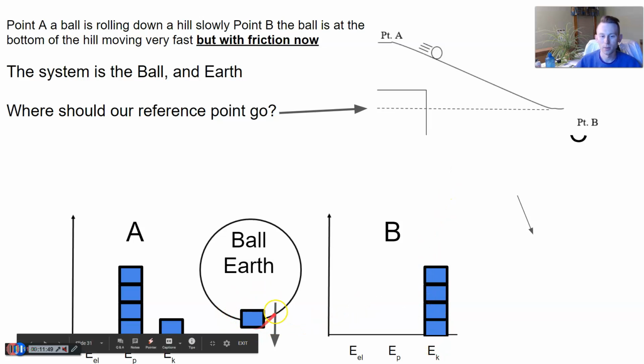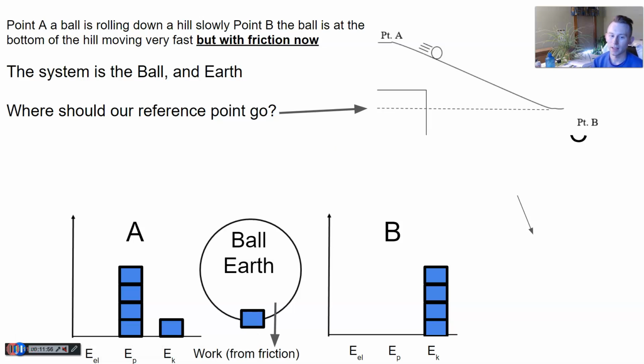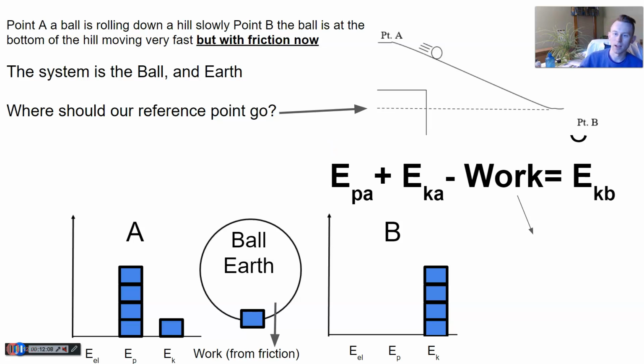And notice how I have the 1 bar that's leaving the system. So I made a note on this one just to kind of drive that point home that this is because of work. The work is coming from friction. And so we're going to want to represent that in our overall equation as well. So I've got my potential energy for part A plus my kinetic energy for part A minus the work from friction. So it's good to make a little note of like, where's that work coming from? And that equals our kinetic energy for part B.